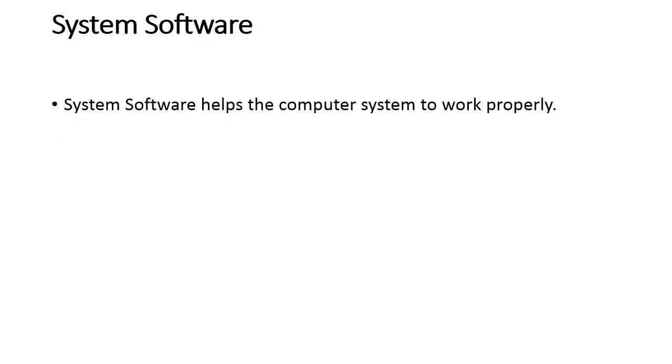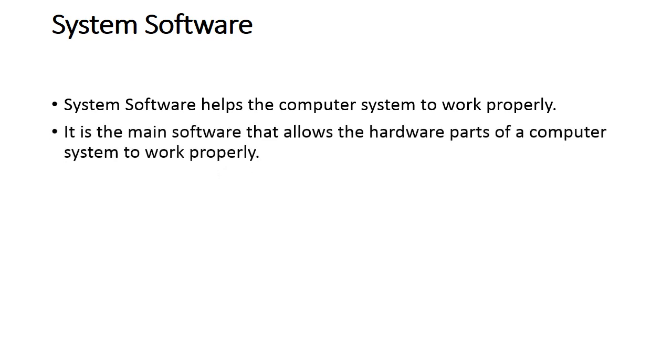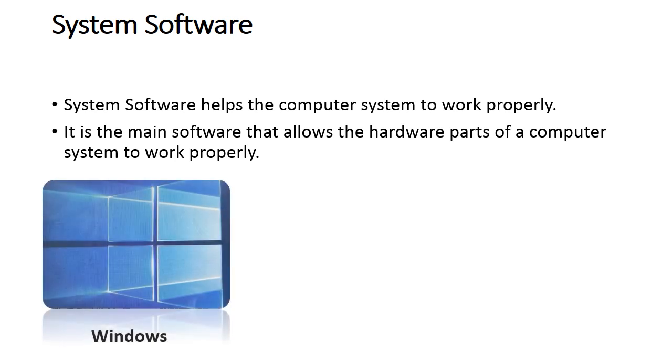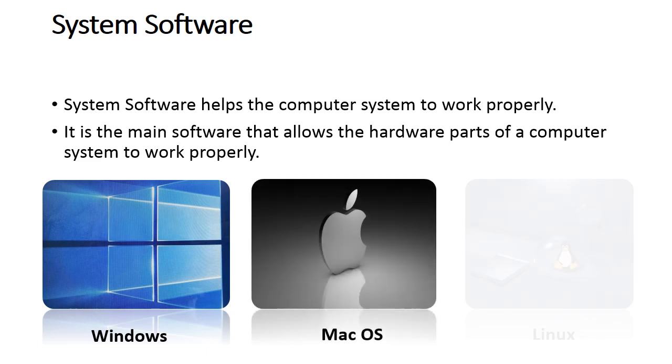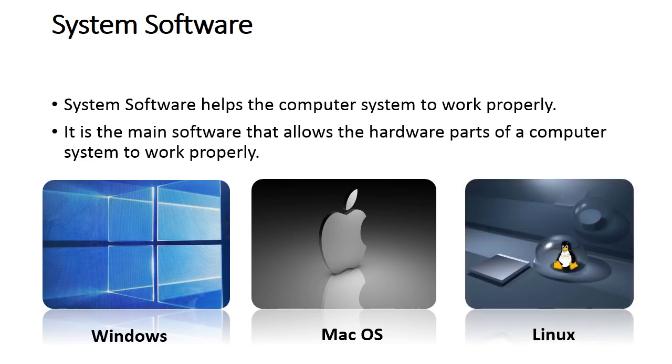So what is system software? System software helps run the computer system. It is the main software that allows the hardware parts of a computer to work properly. Operating system is an example of system software. You can use different types of application software once you install the operating system. Windows is the most popular operating system, along with Mac OS and Linux. These are the most common operating systems.